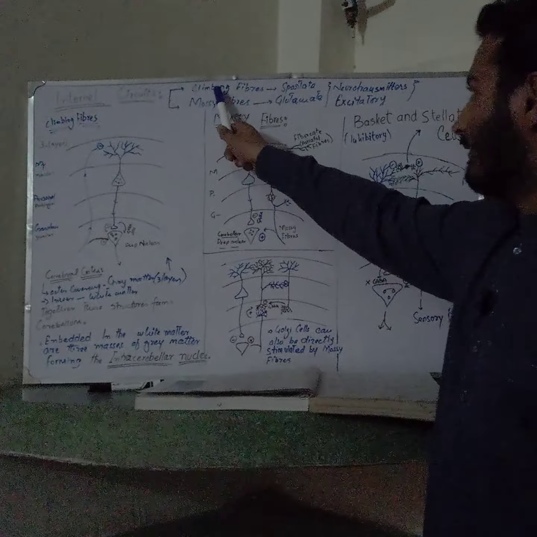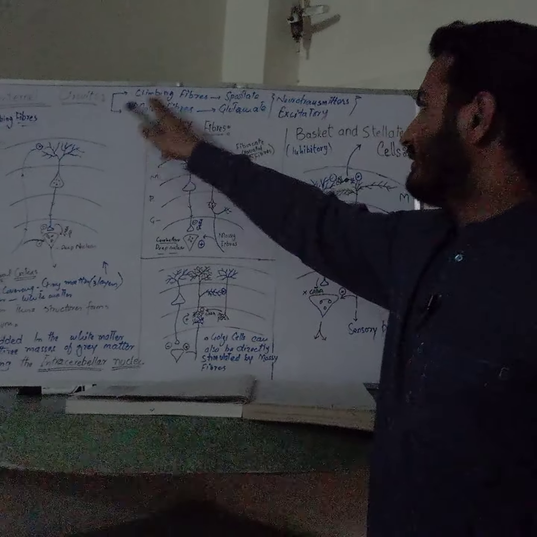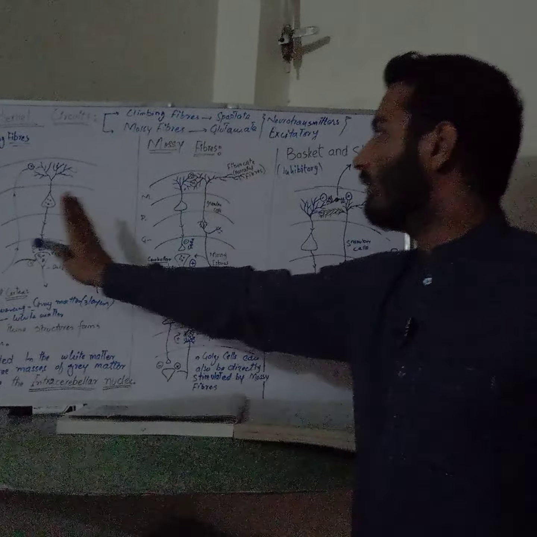And mossy fibers: all the fibers except the climbing fiber come in the category of the mossy fiber. So they can be the posterior spinocerebellar fiber, or the anterior spinocerebellar, or pontocerebellar, or reticulocerebellar fibers. These are all in the category of mossy fibers. When these fibers go into the cerebellum, they release glutamate, an excitatory neurotransmitter, which stimulates the Purkinje fibers, giving out an inhibitory response.